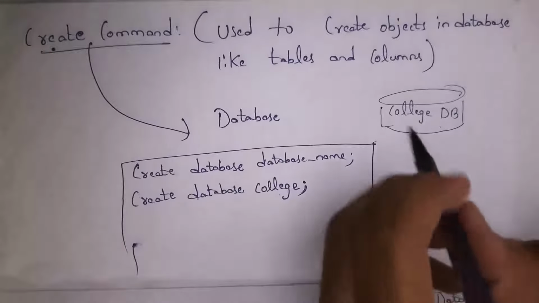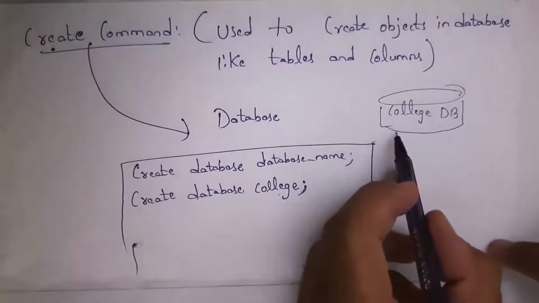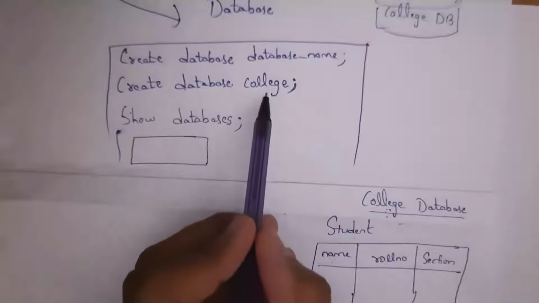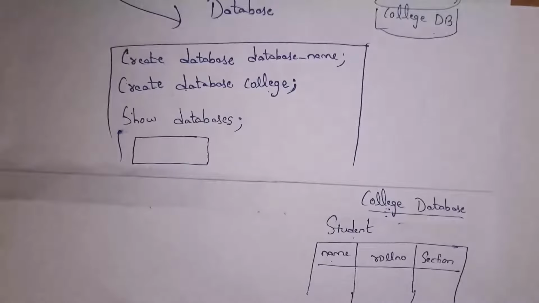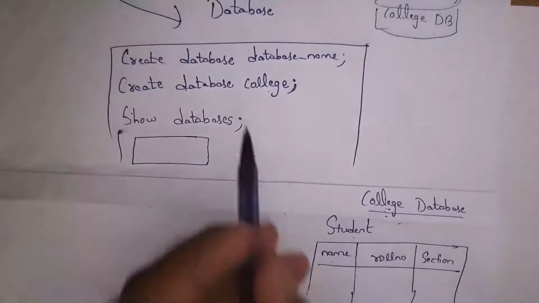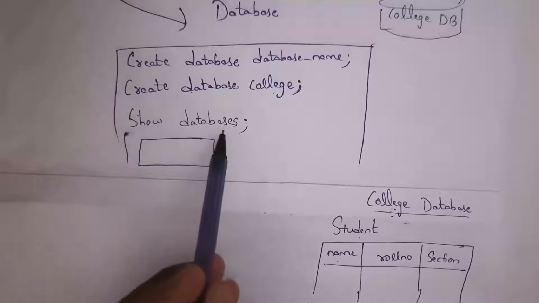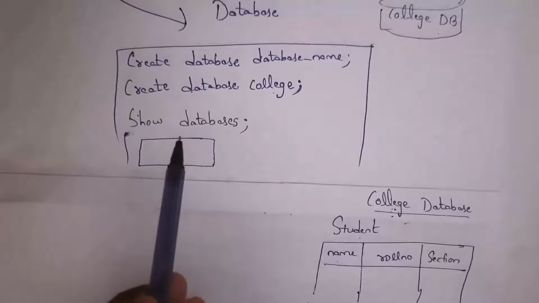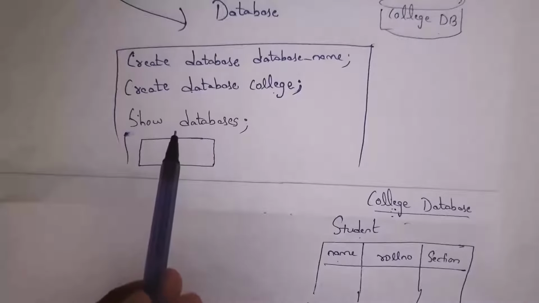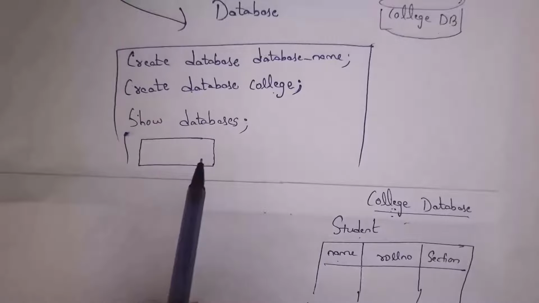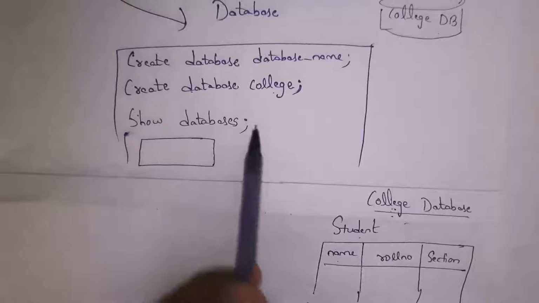Now in my database software, college database is created. Just now we created college database. Now we will check whether college database is created or not. In order to check whether college database is created or not, just we need to write statement that is show databases and give semicolon. Guys, definitely you must write here show databases, not show database, because in database software, not only single database, there will be multiple databases. So definitely write here show databases and give semicolon.